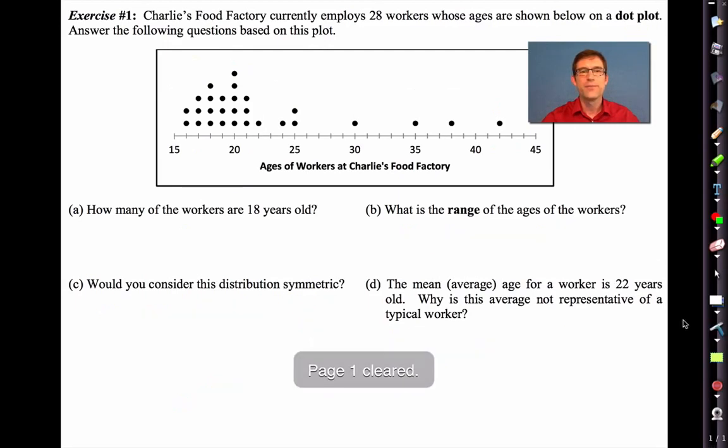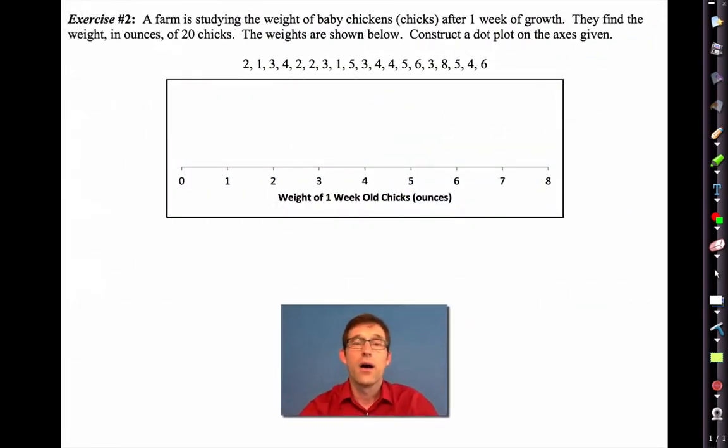Okay, here we go. Let's take a look at the next page. All right, well, let's actually do a dot plot now. They're pretty easy, all right? It says a farm is studying the weight of baby chicks after 1 week of growth. They find the weight in ounces of 20 chicks. The weights are shown below. Construct a dot plot on the axes given. So this is pretty easy, okay? And by the way, I think I maybe only have 19 here.